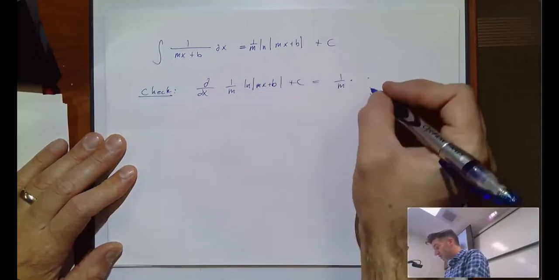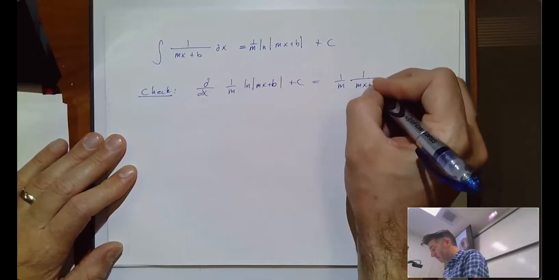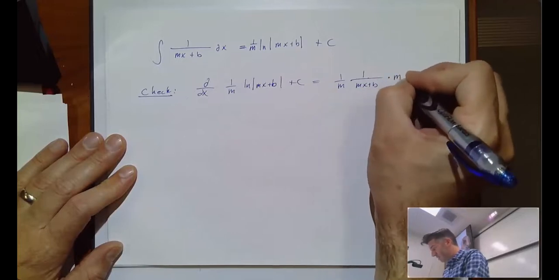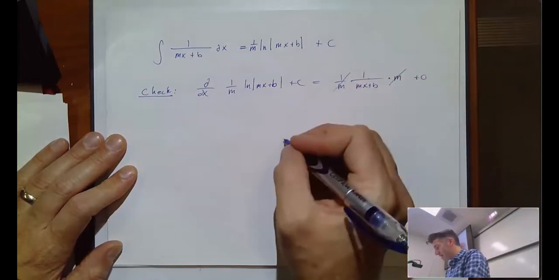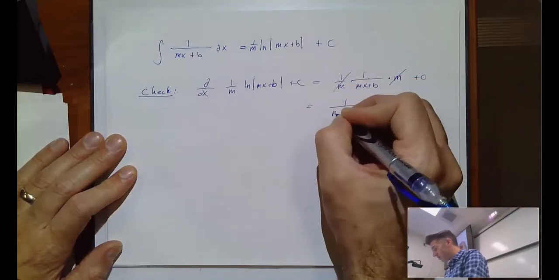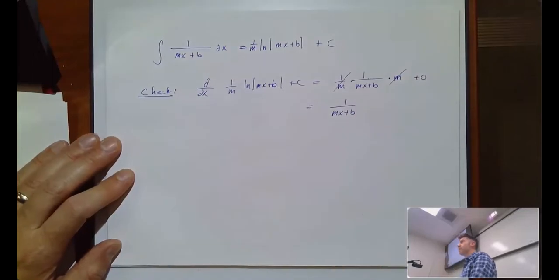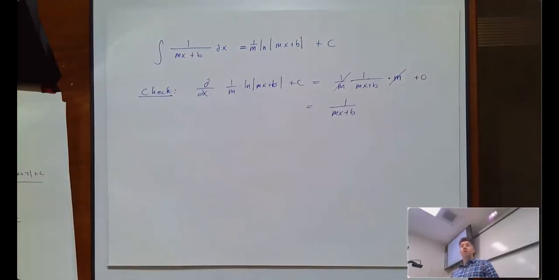Derivative of the natural log of some stuff is 1 over the stuff times the derivative of the stuff, which is just m plus 0. And oh yeah, that and that cancel out, and you get exactly that. Or you could do it the long U substitution way.